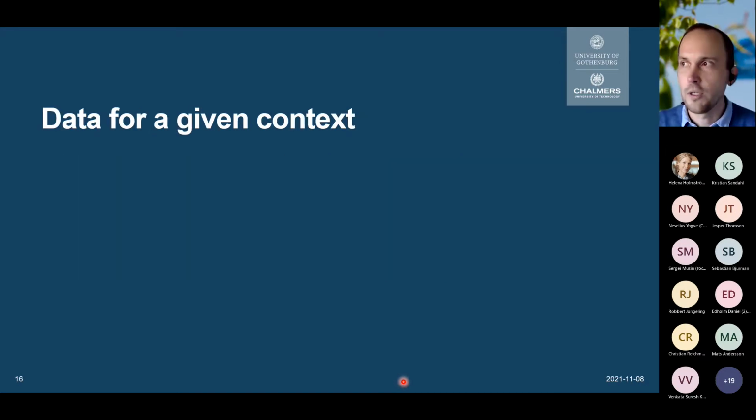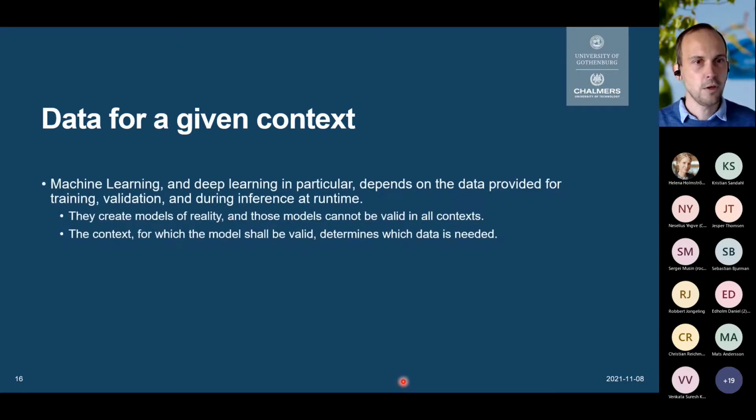So now I talked about context, and why did I do this? Because context is extremely important to understand what kind of data you need for your AI system. And here I will look especially at deep learning systems as an example of machine learning. Machine learning and deep learning in particular depends on the data provided for training, validation, and doing inference at runtime, because it is the data that you use during training and validation that will in the end define the behavior of your deep learning system or network.